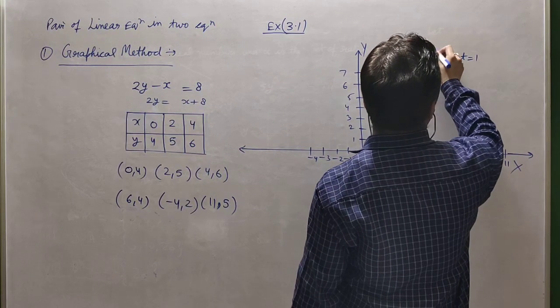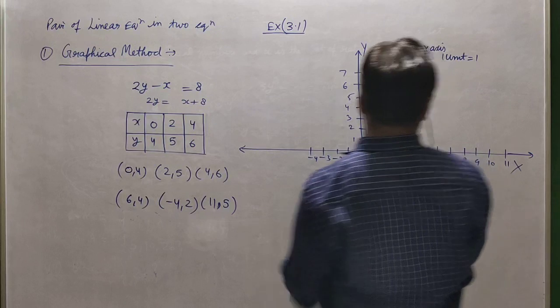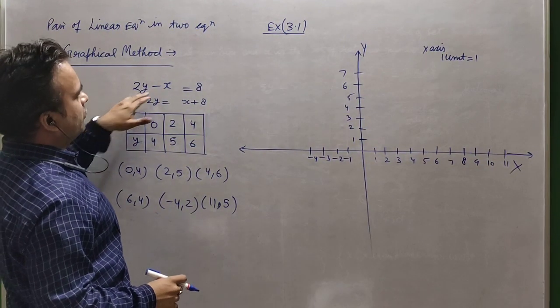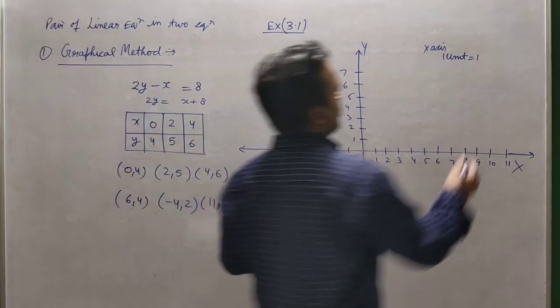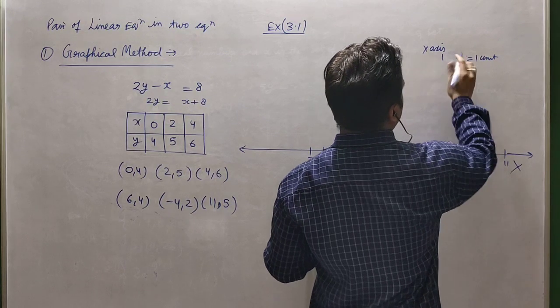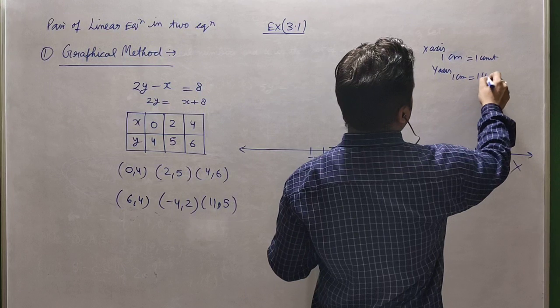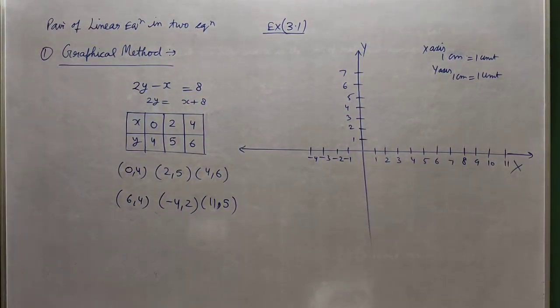For the x-axis, 1 unit is equal to... what is the value of this? Suppose you have to select this one. What is x and what is y there? It is given. So 1 value is equal to 1 unit, 1 centimeter we can write. Y-axis, 1 centimeter is equal to 1 unit, because we have taken 1 centimeter here.